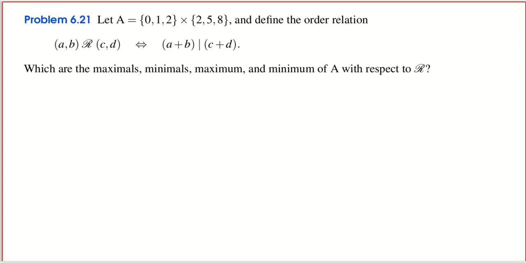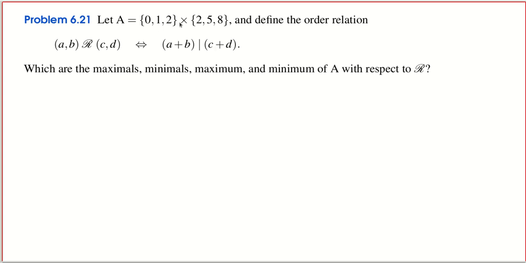In this problem, we have this Cartesian product of these two small sets of numbers. And we define another relation, which is this pair is related to this one if and only if the sum of the two numbers divides the sum of these two numbers. And we're asked to describe the maximum and minimum of A with respect to this relation. All right, so let's see.